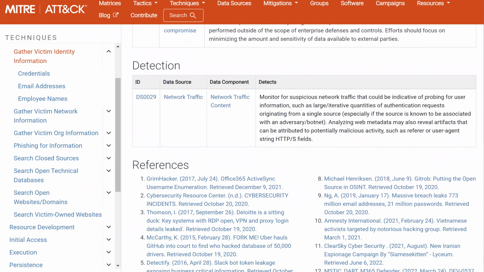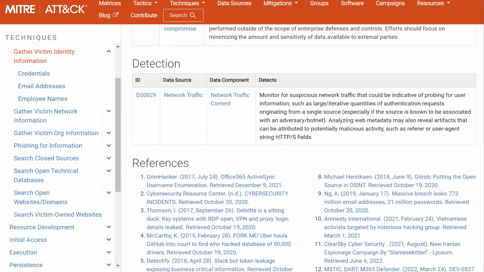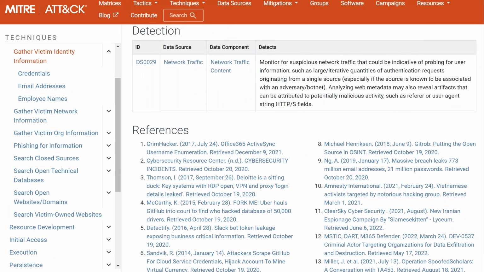And then detection as well. So how do we detect any of this sort of traffic or information that's going to be occurring? Well, monitor for suspicious network traffic, especially if the source is known to be associated with an adversary or a botnet. So we can even take some of those adversaries that are relevant to us through known IP addresses.